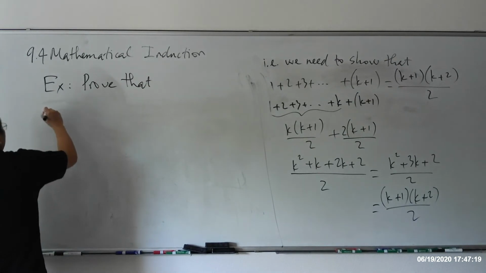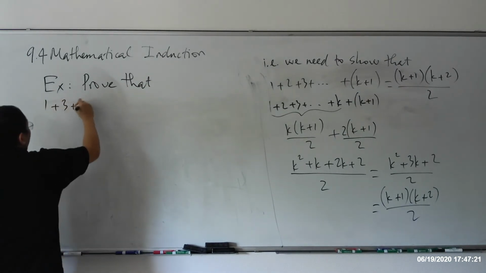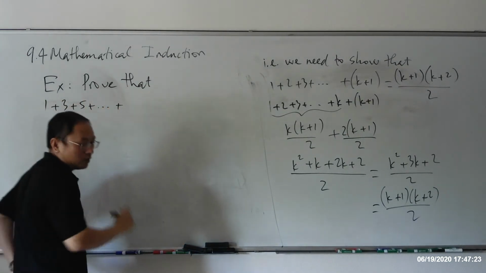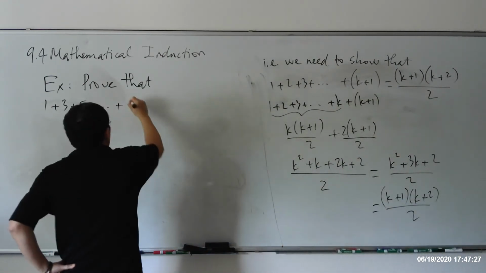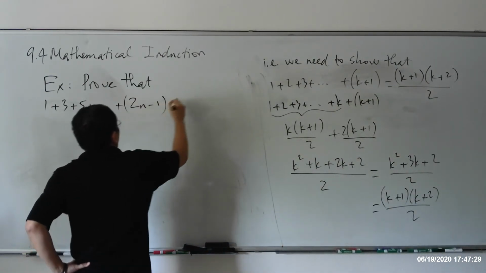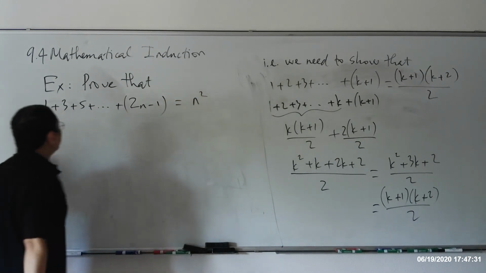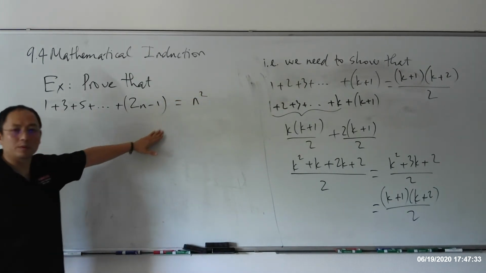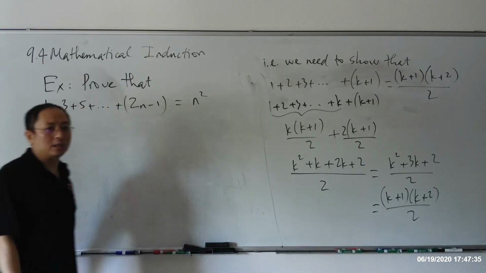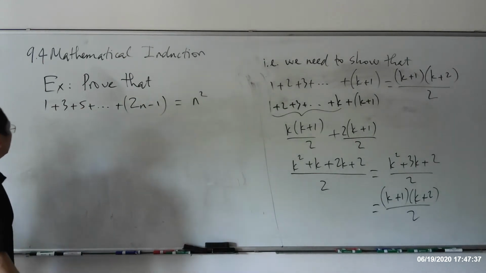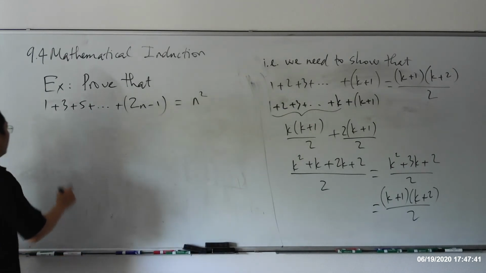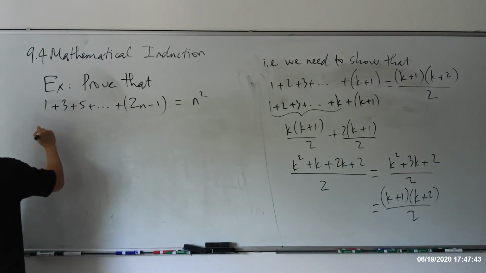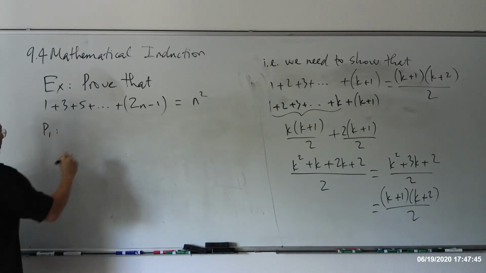Sum of odd numbers, 1 plus 3 plus 5 plus all the way to 2n minus 1 equals n squared. You try to prove the sum of the first n odd numbers will be equal to n squared. Is that really true? With this type of problem you want to prove in general, you're going to use math induction. So the first step, check for n equal to 1, which is step P1, right?